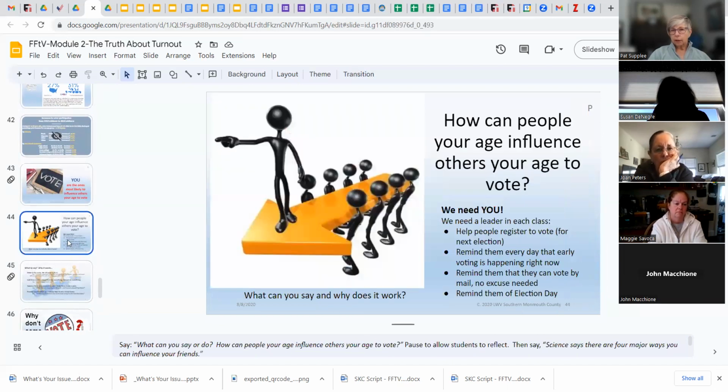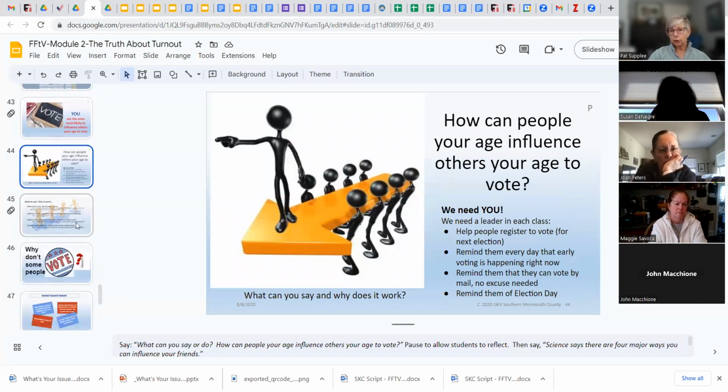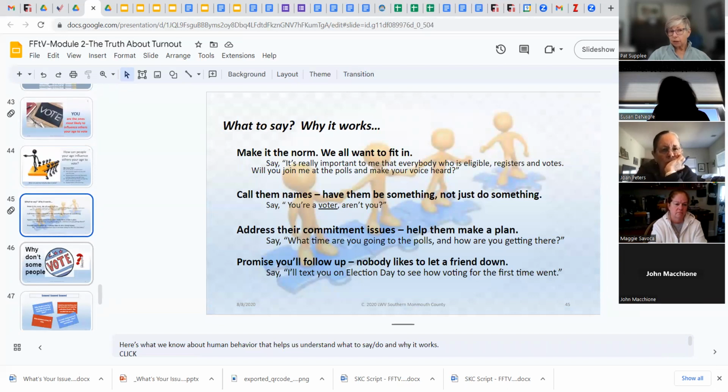It was 27. And then we talk about the way young people can encourage other people to vote, and some of the words they can use. This one, the second one, call them names, have them be something, not just do something. So we encourage them to say, instead of, you've got to get out and you've got to vote, say, you're a voter, aren't you? So let's go together. You're actually making it a part of their identity if you call them a voter rather than a single act that they have to do.